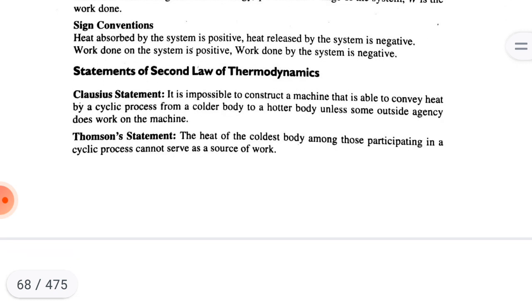Statements of the second law of thermodynamics. Clausius statement: it is impossible to construct a machine that is able to convey heat by a cyclic process from a colder body to a hotter body unless some outside agency does work on the machine. Thomson's statement: the heat of the coldest body among those participating in a cyclic process cannot serve as a source of work.